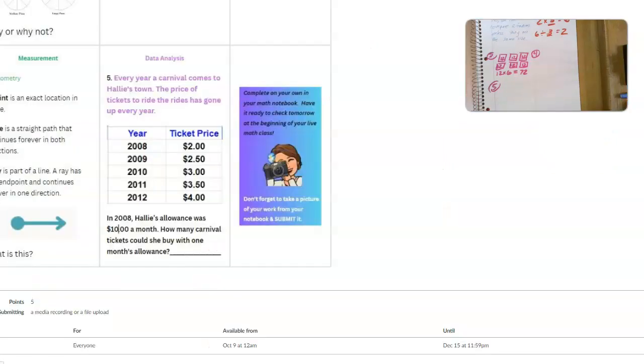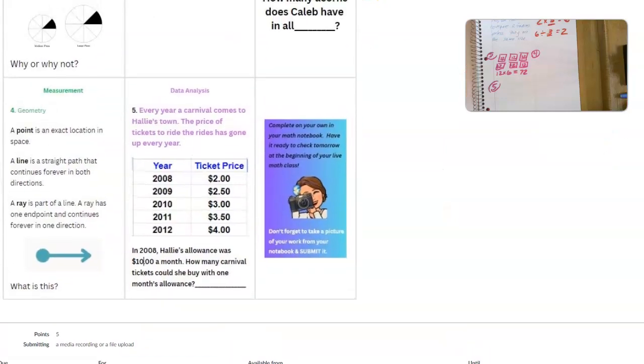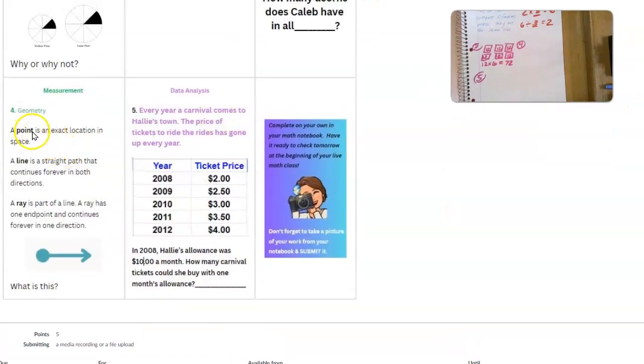Okay, so now we can go back over and hopefully answer number 4. What is this? This picture shows a point on one end and an arrow going in one direction. So this is a ray. I can also double check my definition right here. Number 5.